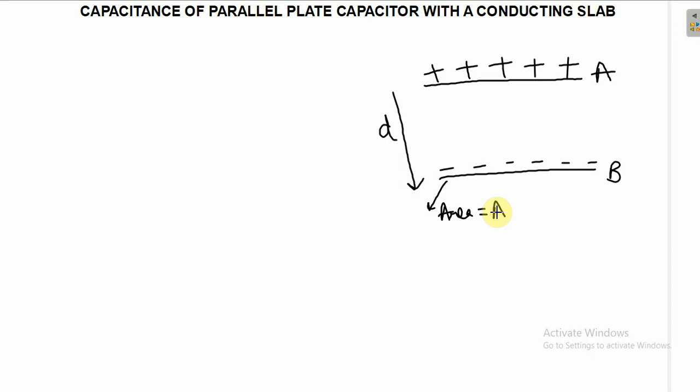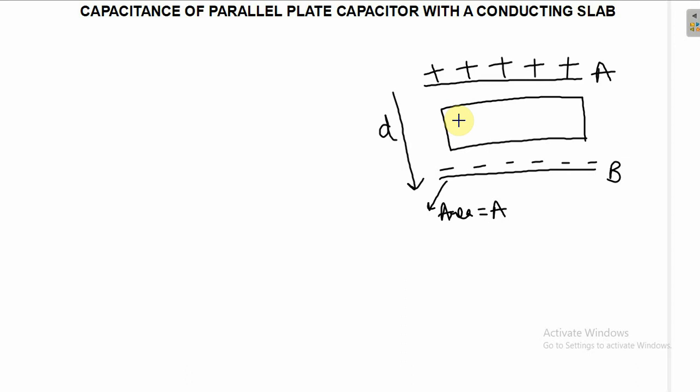So now what we will do, let us insert a conducting slab between the two plates of the capacitor. So this is your conducting slab, which conducts electricity. So what will happen? Which changes will occur due to this conducting slab?